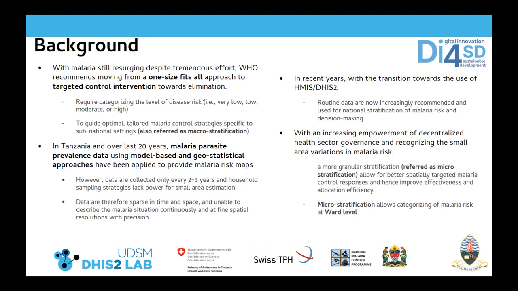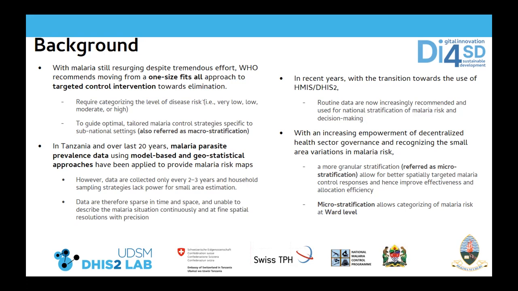They were actually sampling 100 houses in every survey and using the data to categorize the malaria risk maps. And of course, if you see the collection interval of 2 years, it does not give you the fine resolution on the categorization that you need.